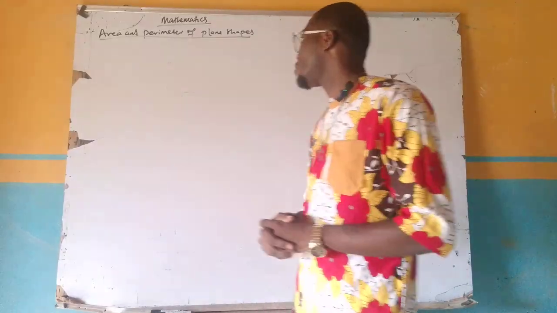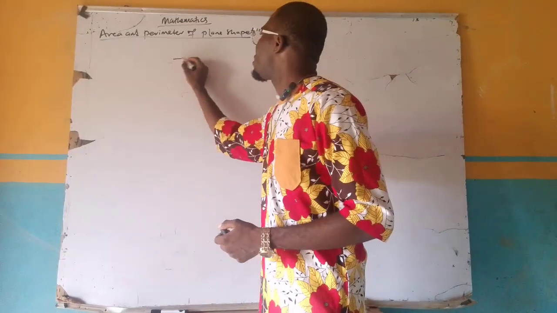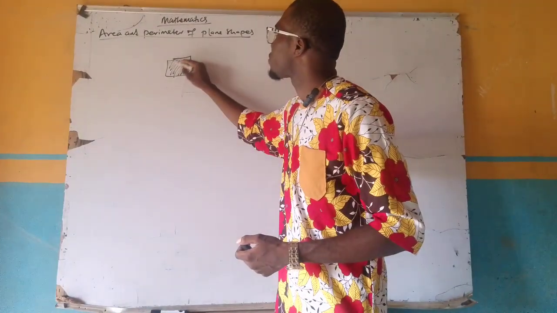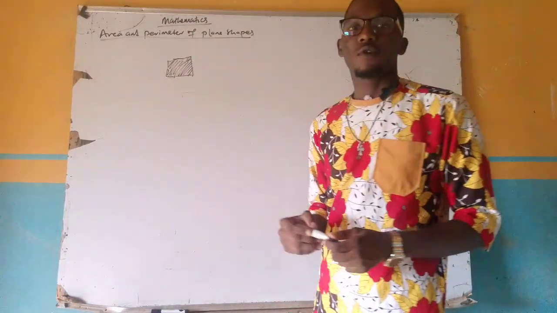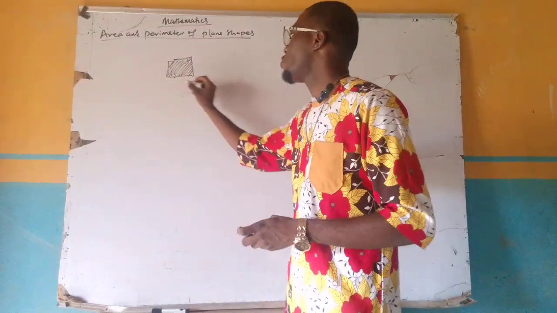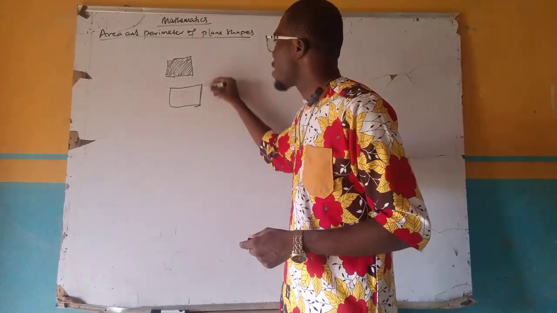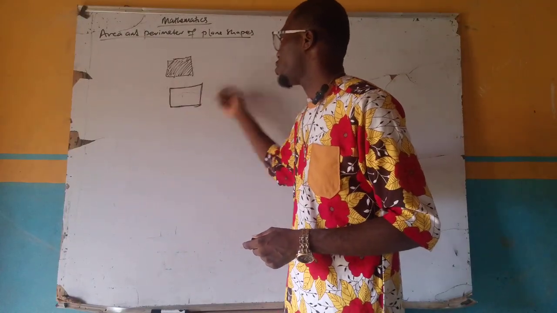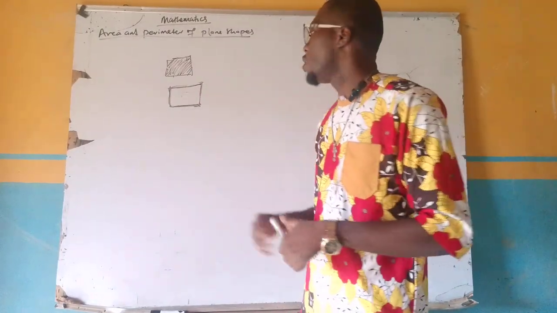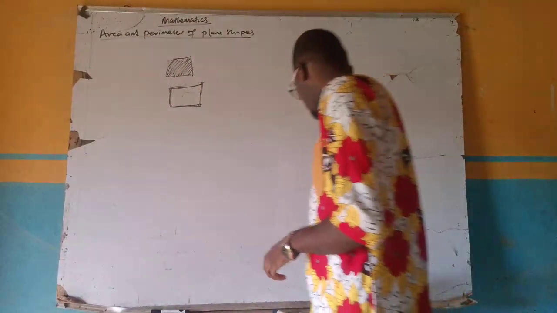So let's talk about the areas of plane shapes. So what is area? Area simply means, if I draw a shape, for instance, area means all this place. That's what area means. All the space that that shape encloses is called the area. And what is the perimeter of a shape? The perimeter is simply the distance from here to here to here to here. Just like you take a ruler, you measure here, you measure here, you measure here, you measure here. You add those values together. That is the perimeter. So that's the difference between the area and perimeter of plane shapes.